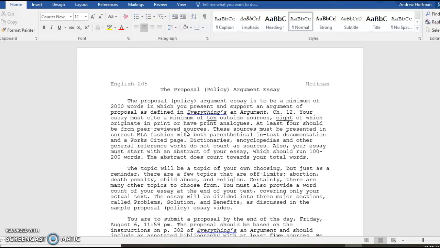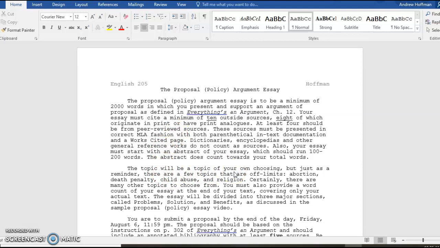Now, just as a bit of advice from your instructor, I wouldn't worry about writing the abstract until your essay is pretty much close to being done, okay? Because you don't know what you're going to say in the abstract until you know what you've said in your essay. The topic will be a topic of your own choosing, as always.